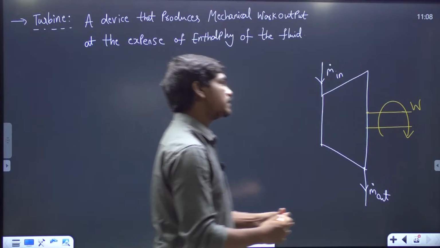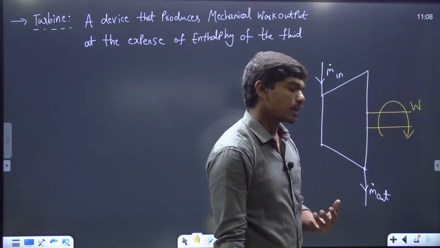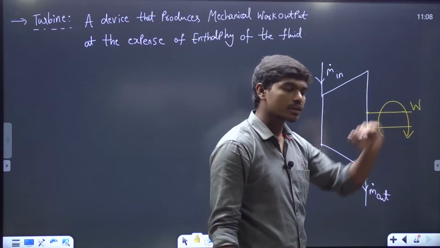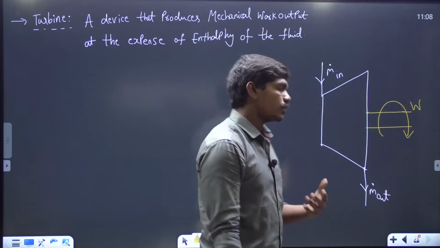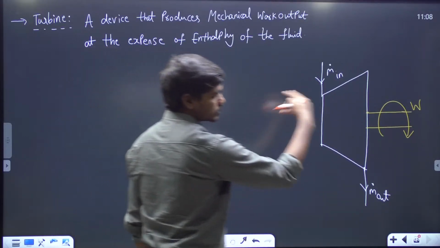And generally this shaft of the turbine is coupled to the generator shaft in all power plants, and that's why a generator, when you give it mechanical work, gives out electric energy. So that's how power is produced in a power plant. So if you see, this is capable of producing some work.